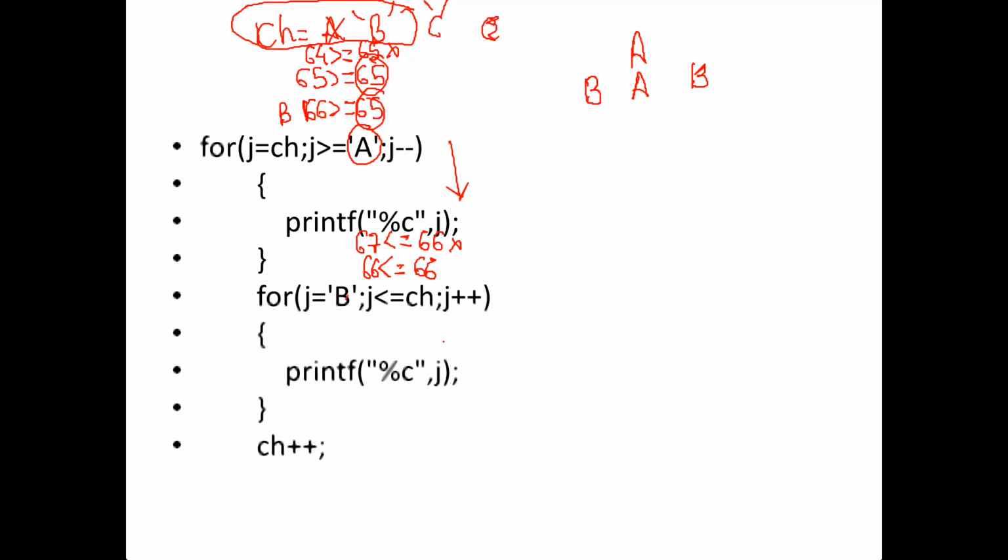Tell me, is it clear now or not? Those who are asking for it. So next time it will start from C. The decrementation will happen from C to A. And then incrementation will start from B. B will be incremented until C.